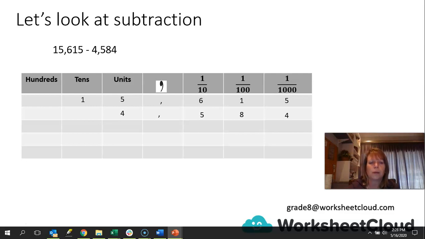Right, let's start with this one. Okay, we're going to start on this side as per usual. 5 minus 4 we can do, it's 1. 1 minus 8 we can't do, so we're going to borrow from the 6. Cross out the 6 and make it a 5. And remember, now we're taking 1/10 across. 1/10 is the same as 10 hundredths.